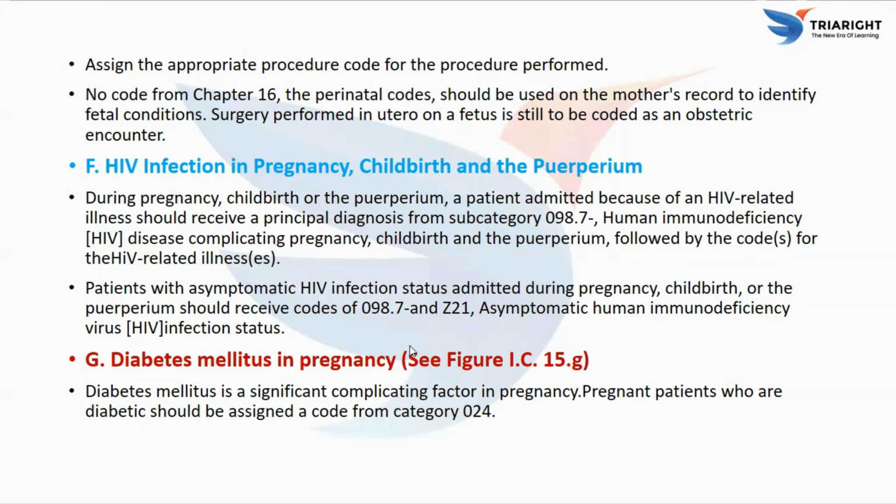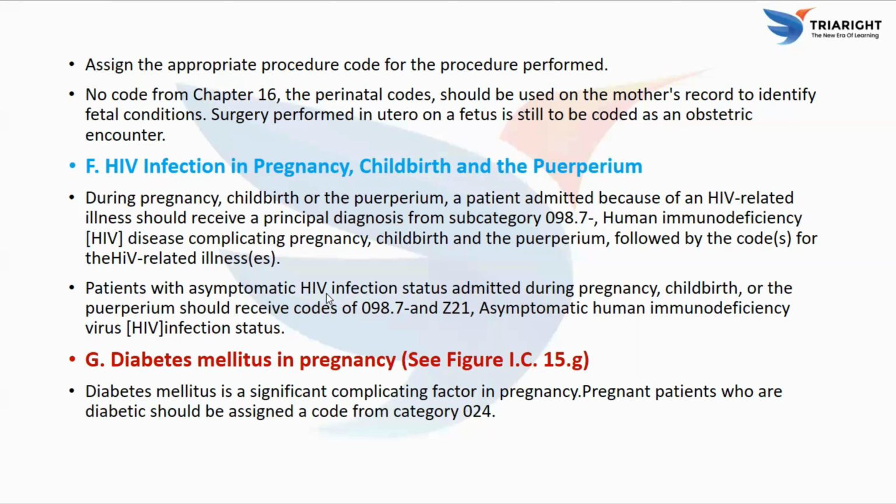So what is the first guideline? When an HIV related illness is the reason for the admission. If the mother is admitted because of an HIV related illness such as HIV related fever, HIV wasting syndrome, pneumonia caused by HIV or any HIV complications, the principal diagnosis should be from the O98.7 category, which means HIV complicating pregnancy, childbirth or the postpartum period. Then you should add the codes for the specific HIV related condition, for example pneumonia, infection, etc.